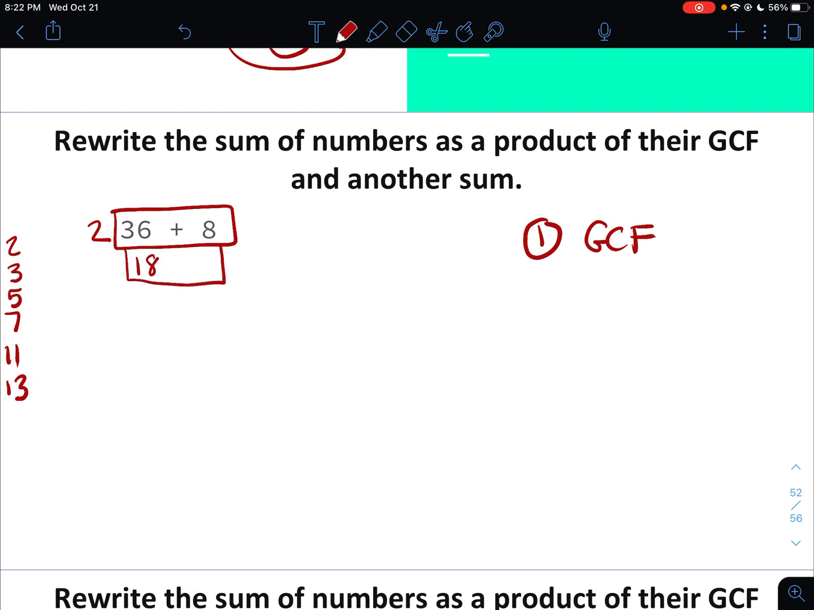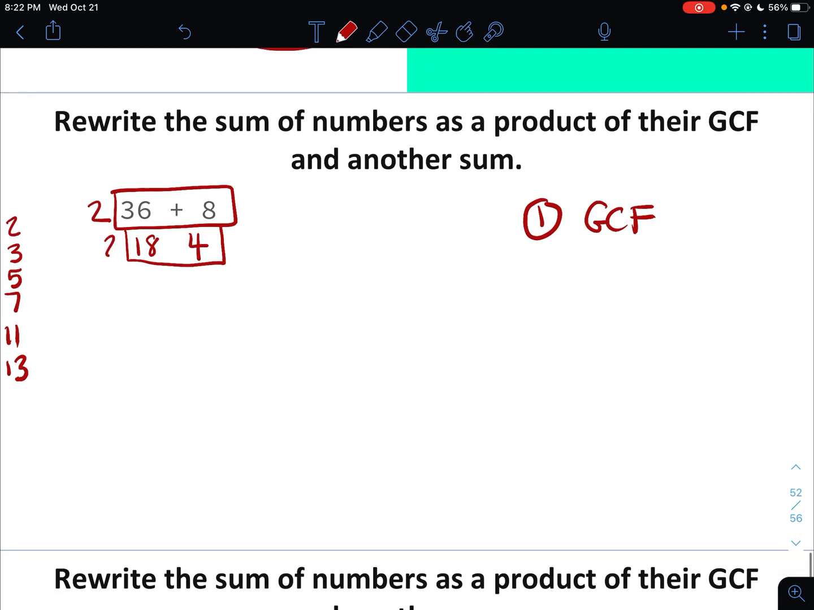36 divided by 2 is 18. 8 divided by 2 is 4. Those are still divisible by 2. 18 divided by 2 is 9. 4 divided by 2 is 2. So 2 is prime, so the only factors are 1 and 2, but 9 is not divisible by 2. So I'm done. I cannot do any more.